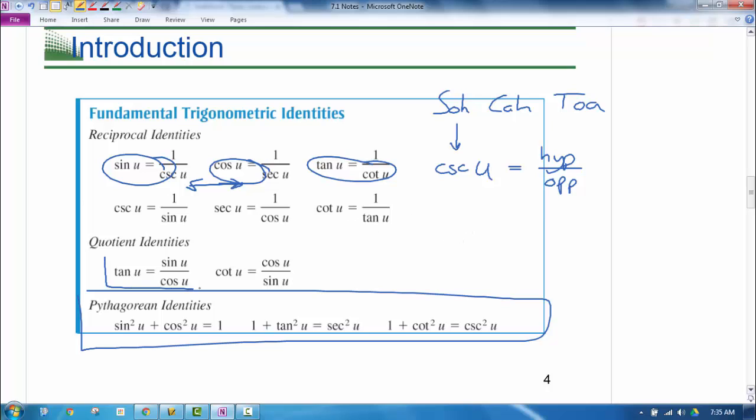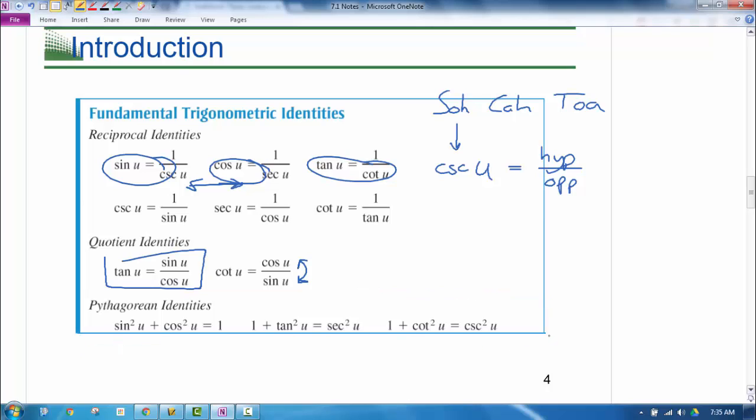And then the quotient identities, you have to know that tangent is sine over cosine, and then cotangent is the reciprocal of tangent, so you would just flip that if you want to get cotangent in terms of sine and cosine. Okay, these Pythagorean identities we're also going to have to use, but like I said, they are on our formula sheet, so you're not going to have to memorize those.